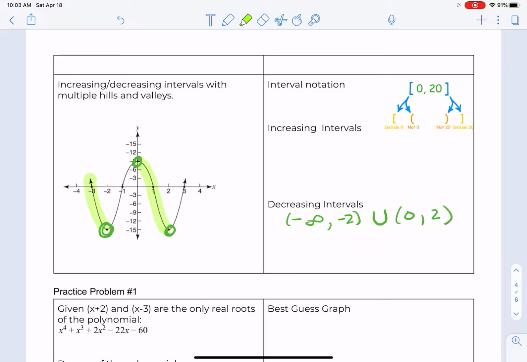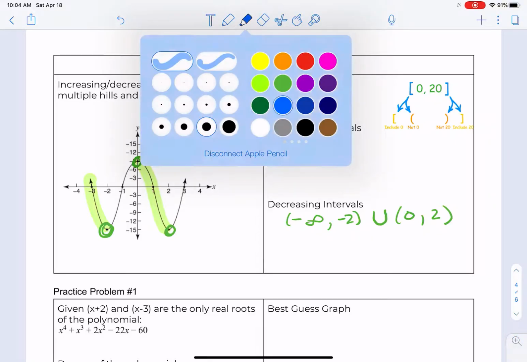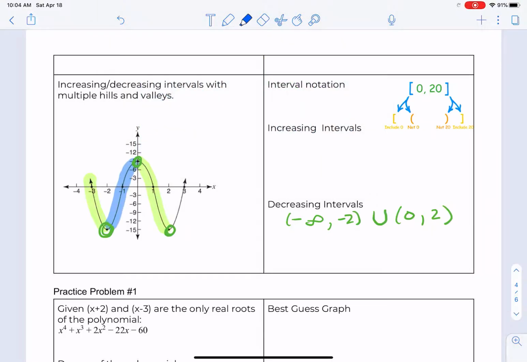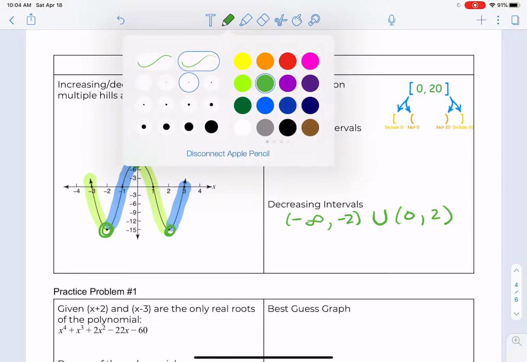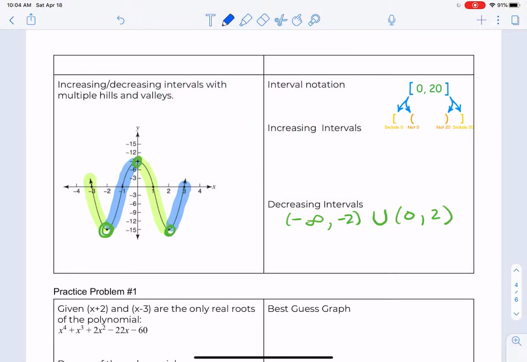All right, let's talk about increasing then. So for increasing, we're increasing here and here. We have two different increasing intervals. So we're going to say from those values. From negative 2, again, not included because we're sitting still there, to 0, we're increasing. And this is a union. We are also increasing from positive 2 to positive infinity.